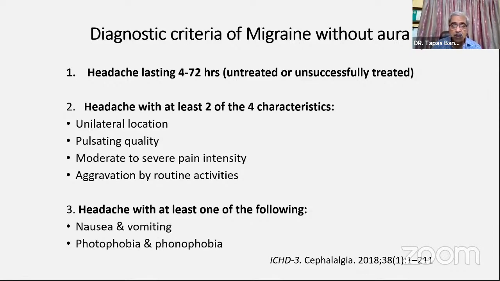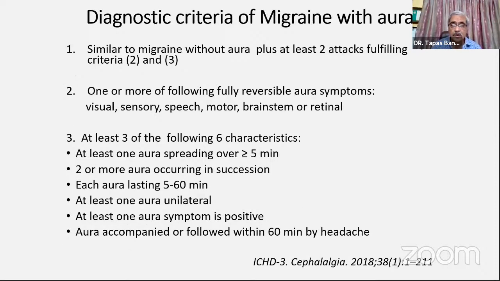The diagnostic criteria of migraine with aura include all the criteria for migraine without aura, plus at least two attacks should fulfill criteria number 2 and criteria number 3. Criteria number 2 says one or more of the following fully reversible aura symptoms will be there: visual aura with flashing lights, sensory aura, speech aura, motor aura with weakness of one side, brainstem or retinal aura. And at least 3 of the following 6 characteristics of the aura will be there.